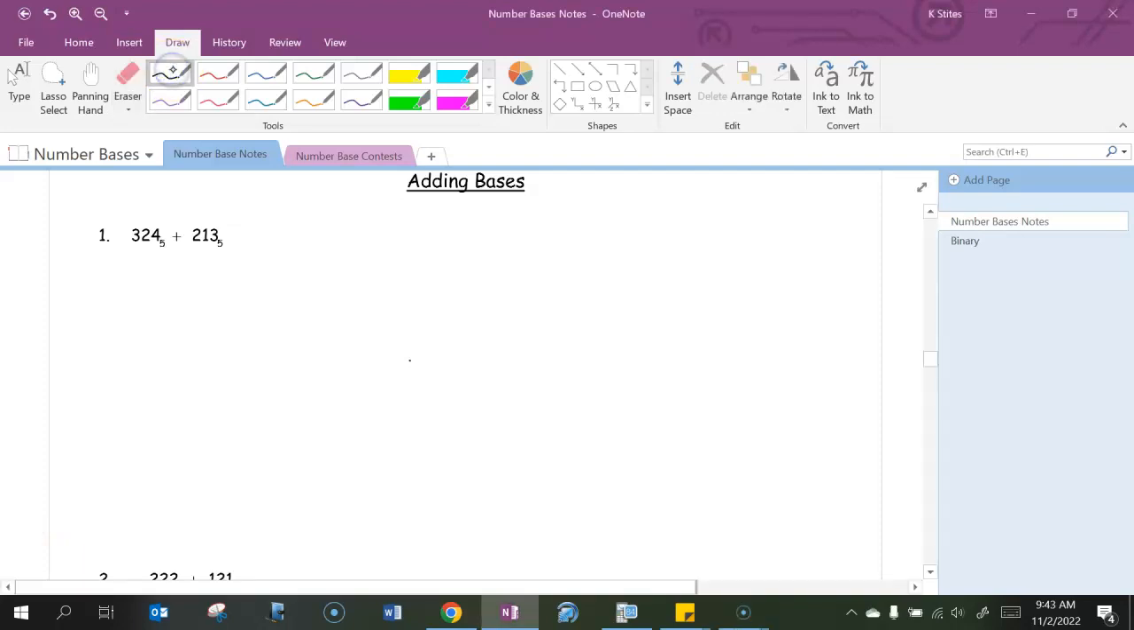This video is going to talk about adding bases. And to add bases, first of all, we need to be careful of what base we are in. So this is base 5. And what I'm just going to do is some counting in base 5 first.